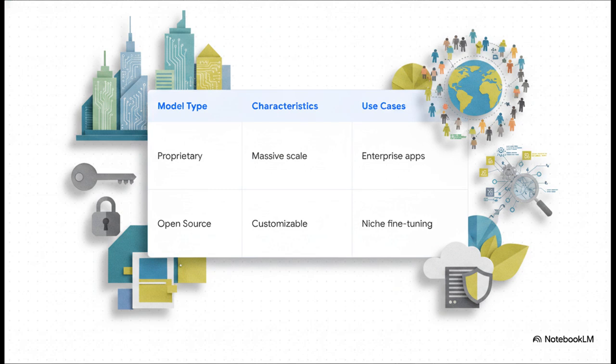On the flip side, you can choose open source models, like Meta's Llama. These are totally transparent, highly customizable, and driven by huge global communities of researchers. If you're a developer who needs to do very niche fine-tuning, or if you have strict data privacy requirements where the model literally has to live entirely on your own private servers, open source is absolutely the way to go.